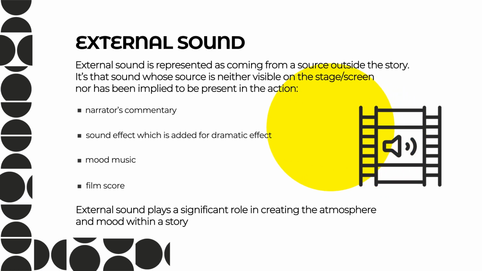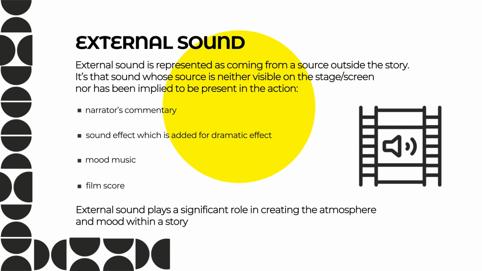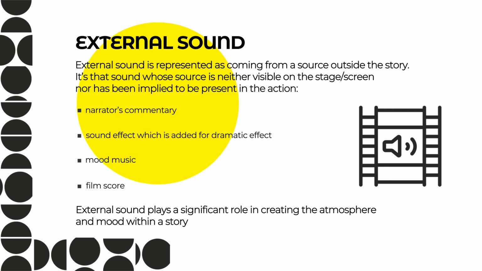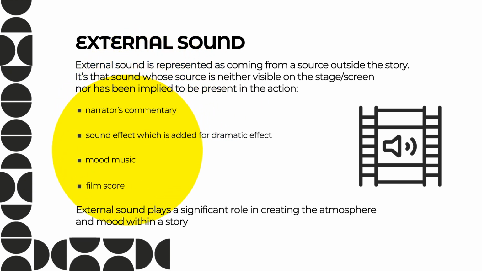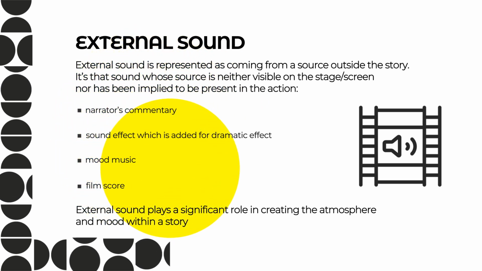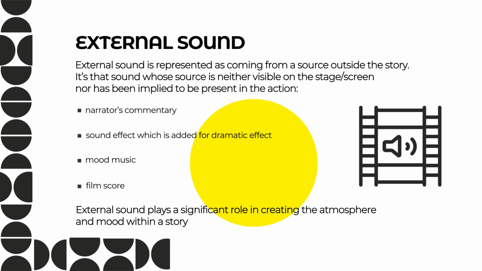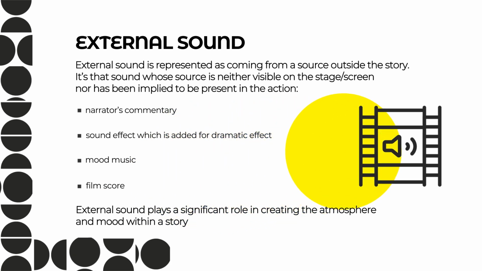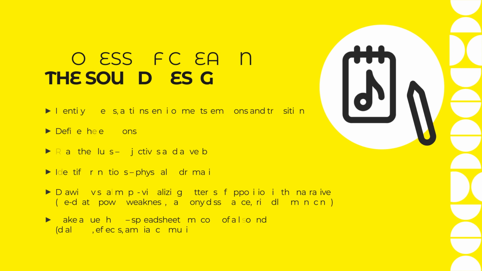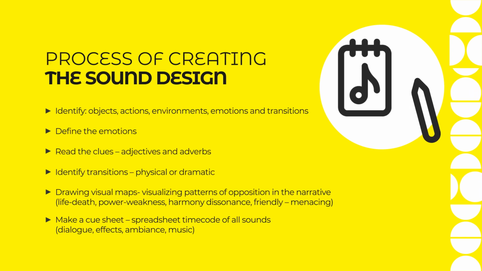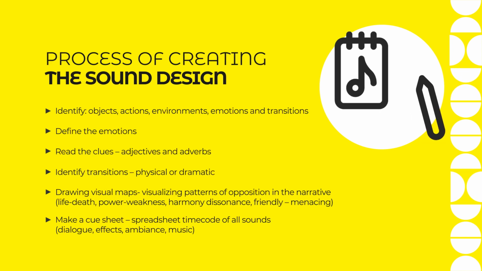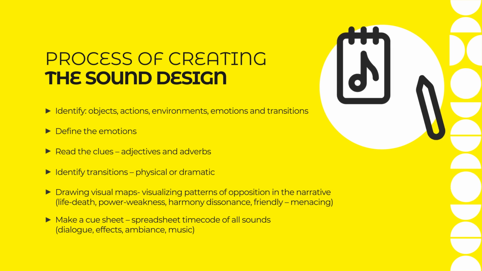External sounds are essentially what create the atmosphere and mood in a story. External sound includes a narrator's commentary, special sound effects that create dramatic effects, music to set the mood, and film scoring. Now we will look at the theoretical as well as practical framework for using music when we read, write, narrate, or present a story.